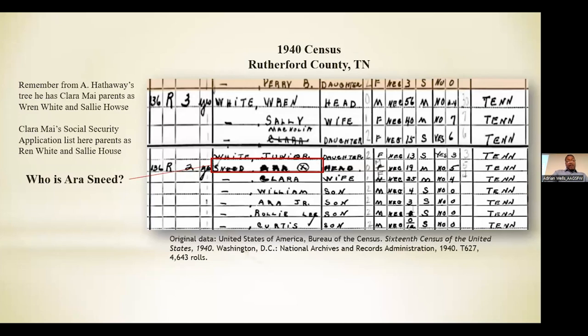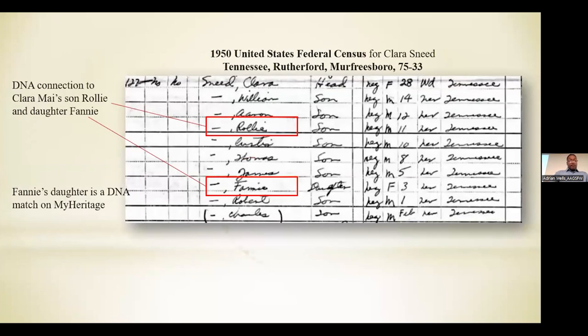So here we have a Clara Sneed with children William, Ara Jr., Raleigh Lee, and Curtis. And here she's listed with a husband, Ara Sneed. So now my question is, who is Ara? Because this is where the Sneed name is coming from. We know now. So I continue on searching for Clara May.